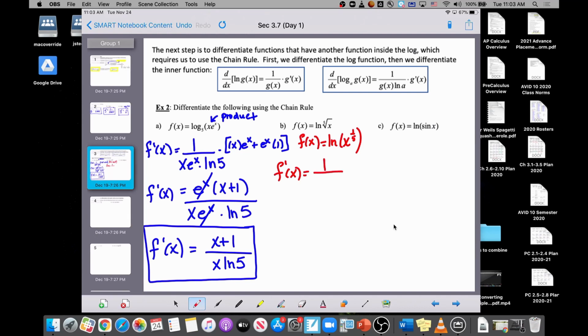So 1 over x to the 1/5 power, but now I have to multiply times the derivative of x to the 1/5 power, which is going to be 1/5 x to the -4/5, because 1/5 minus 1 would be -4/5. And now I can clean this up. So f prime of x equals, in my numerator, I'm just going to have 1, because 1 times 1.